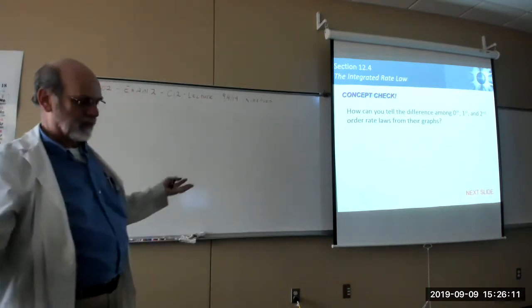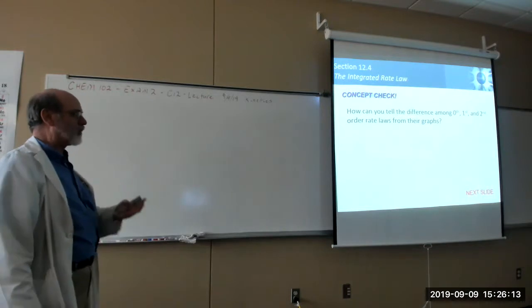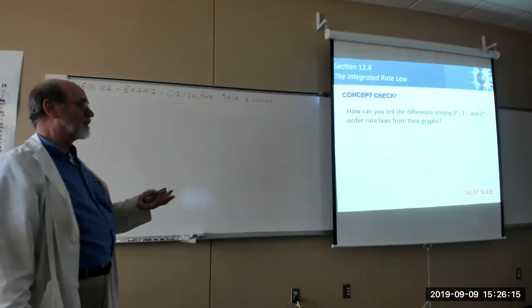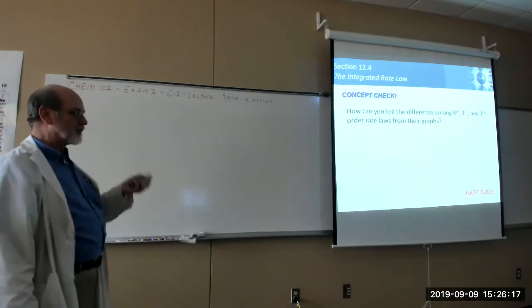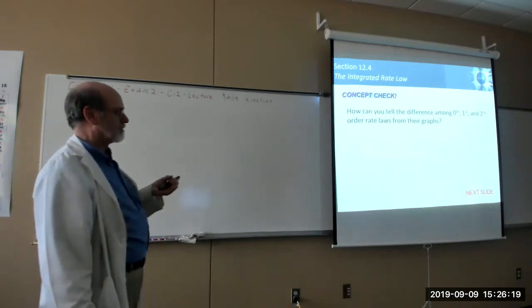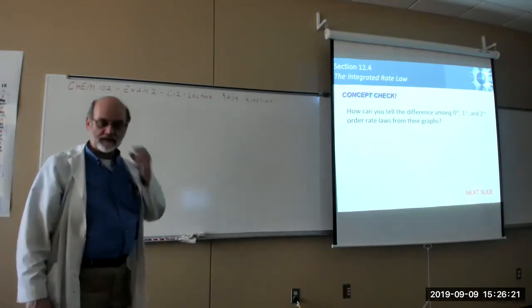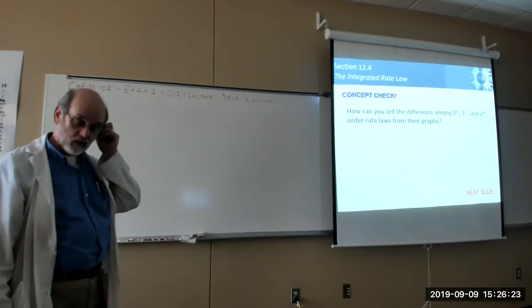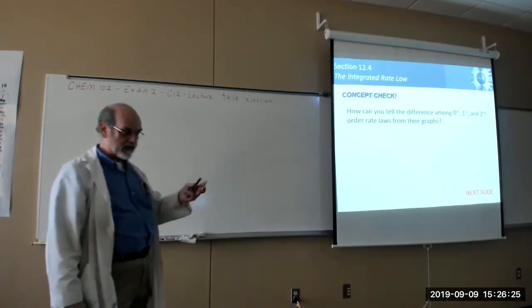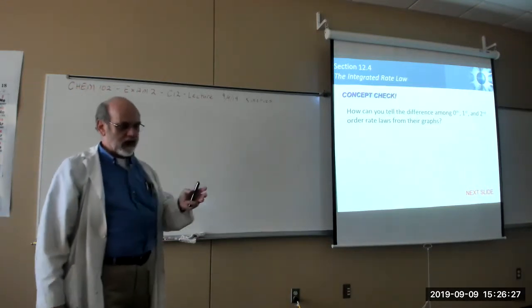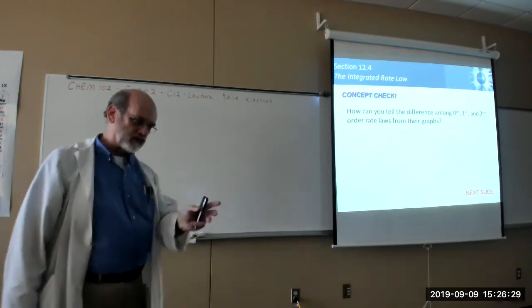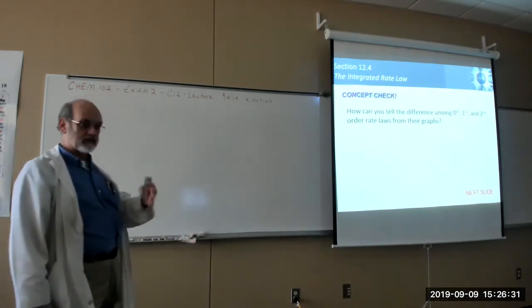So, just to review, how can you tell the difference between or among zero, first, and second order rate laws with their graphs? Well, in order to do that, you have to plot both the raw data, the log transform, and the reciprocal transform, and see which one gives you a straight line.